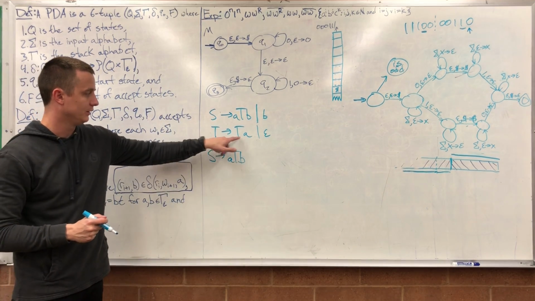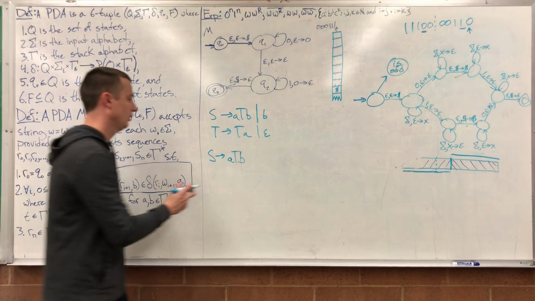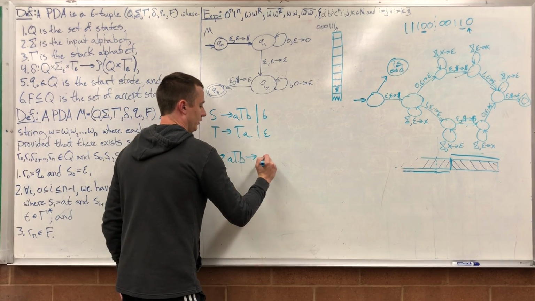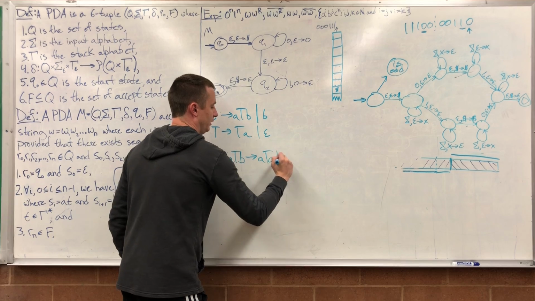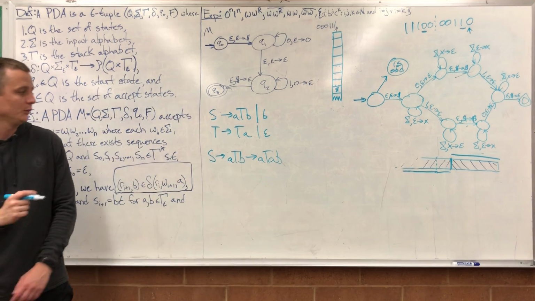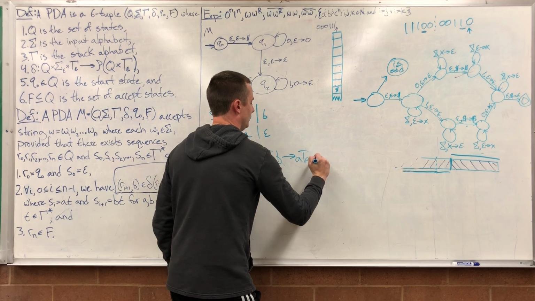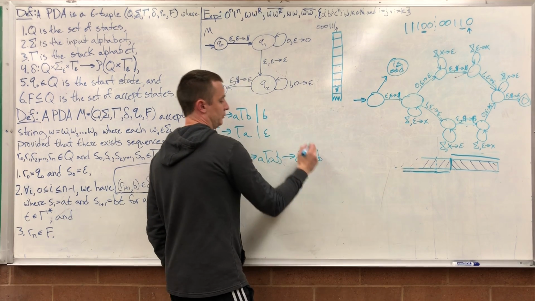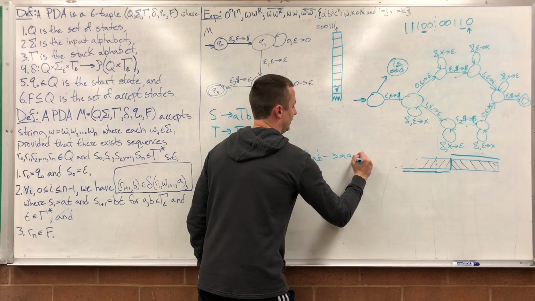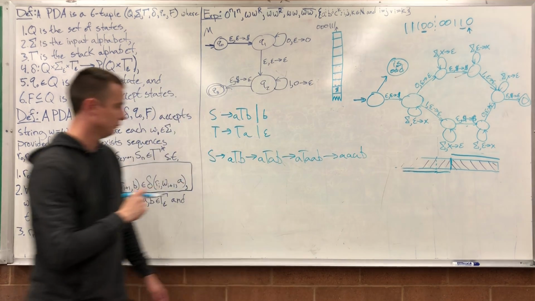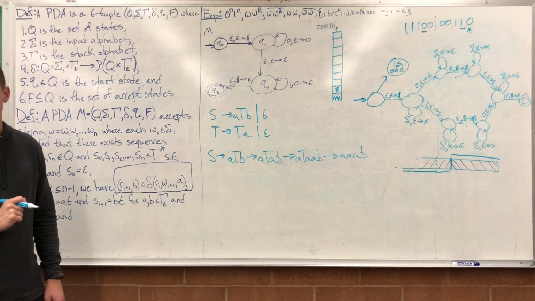We can replace that T with TA, or we can replace it with the empty string. I'll replace it with TA. So now we got ATAB. And I'll replace it with an A one more time. So then we have ATAAB. And then I'll replace it with the empty string, giving us the string AAAB. Not the most interesting grammar in the world, but that's how we generate the strings.